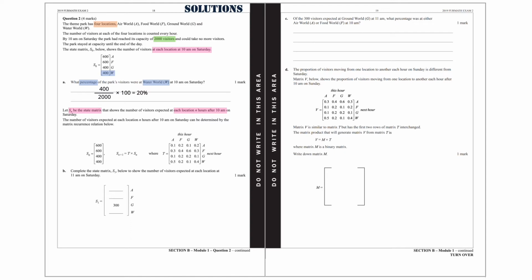Let Sn be the state matrix that shows the number of visitors expected at each location n hours after 10 a.m. on Saturday. The number of visitors expected at each location n hours after 10 a.m. on Saturday can be determined by the matrix recurrence relation below.